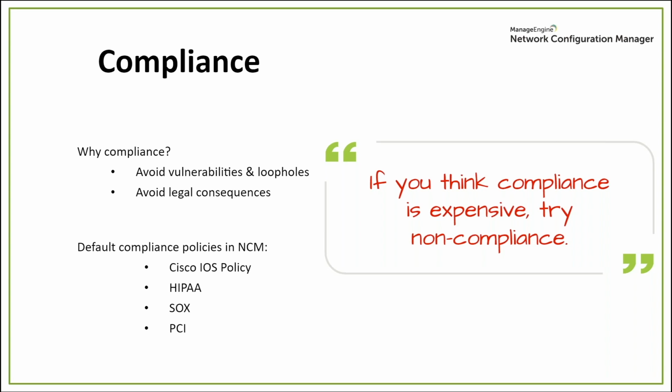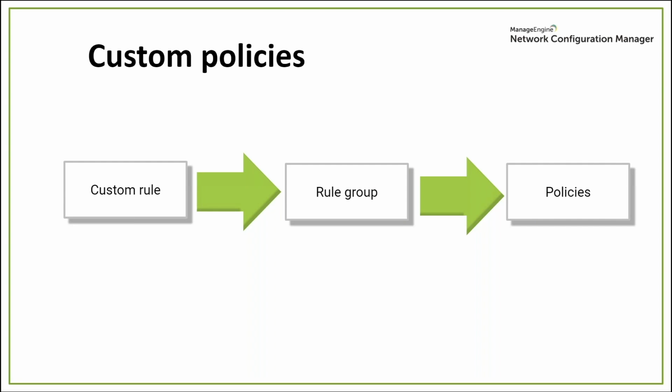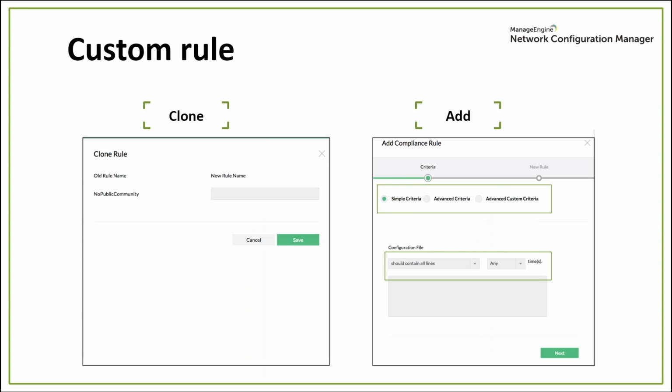In Network Configuration Manager, to create custom policies, you have to create a custom rule. You can group the custom rules into rule groups and then group the rule groups into policies. To create a custom rule, you can do two things. You can clone an existing rule or add a rule from scratch. When you add a rule, specify the criteria such as simple criteria, advanced criteria, and advanced custom criteria. These criteria are based on how the condition is set for each of these rules. So I will explain to you in detail.